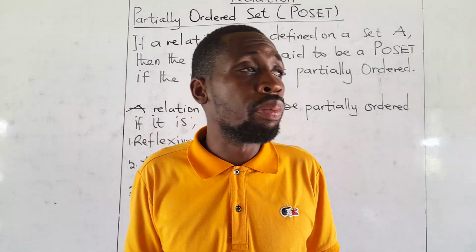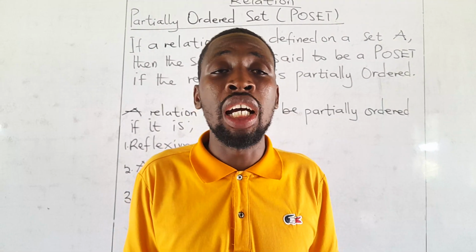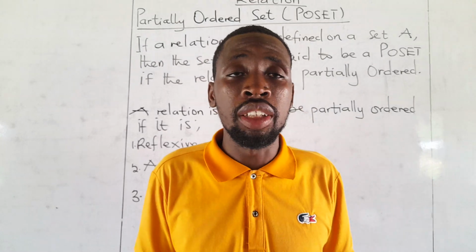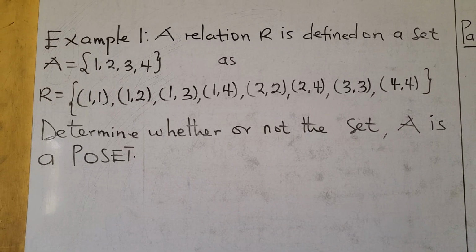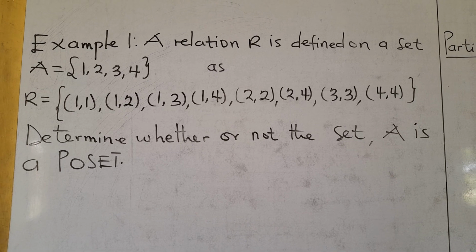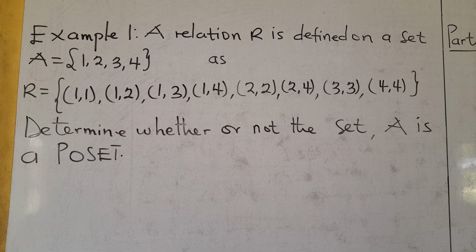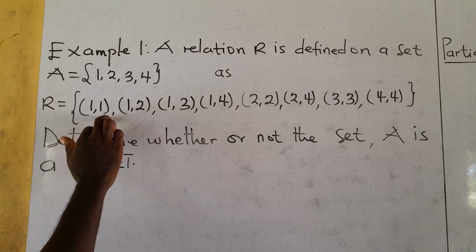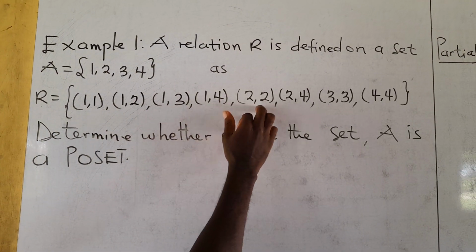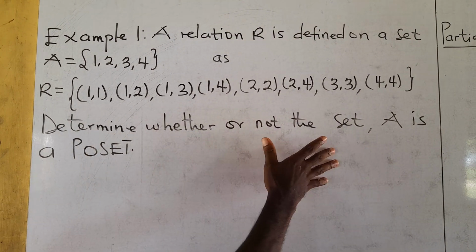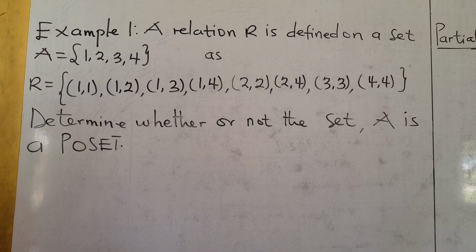Now we take some sample problems and find out whether the set on which a relation is defined is a POSET. Let's look at our first example. A relation R is defined on a set A equal to {1, 2, 3, 4} as R with members (1,1), (1,2), (1,3), (1,4), (2,2), (2,4), (3,3), and (4,4). We should determine whether or not the set A is a POSET.